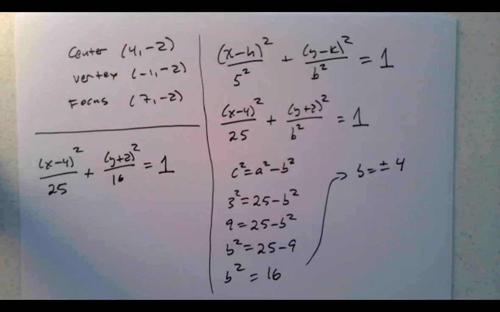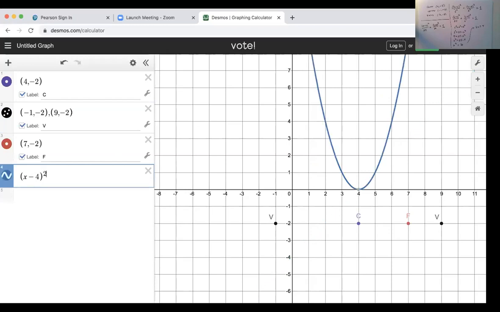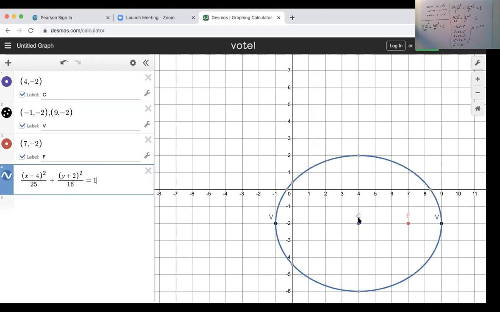And let's go to Desmos and see if that fits what we're asking. So we have our vertices, we have our center. We're going to try (x minus 4) squared over 25 plus (y plus 2) squared over 16 equals 1. And you can see this number is 1, 2, 3, 4. Right, there's your span in y is 4.